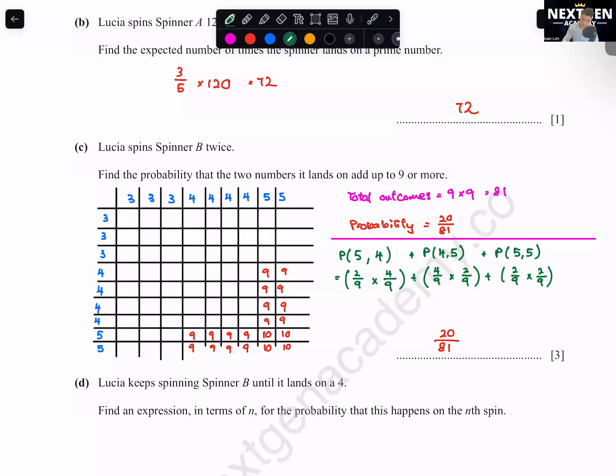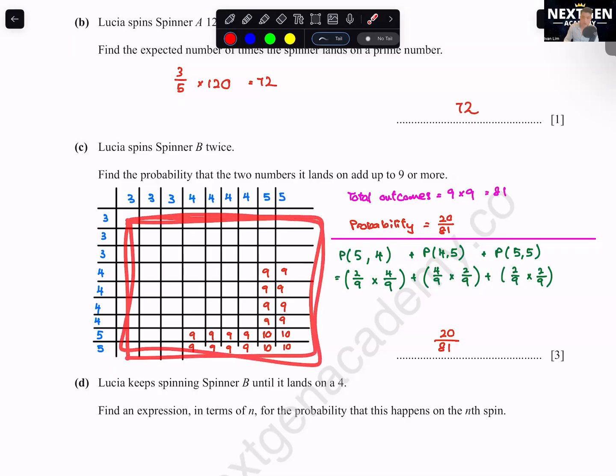Why 9 times 9? You got 9 times 9 possible outcomes, right? You go count the number of boxes. You got 9 numbers here, you got 9 numbers here.